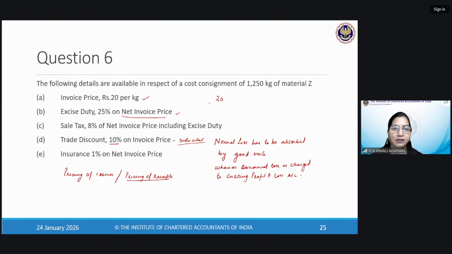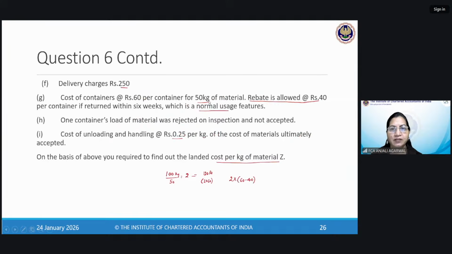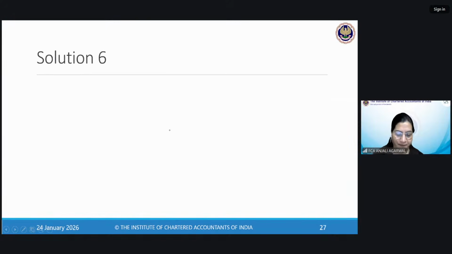So first you will deduct the trade discount, which is 10%. You can take it on the entire consignment also, 1250 kgs. So if I assume that this 50 kg of material loss is normal, which is rejected, I'll prepare a statement showing cost of material Z per kg.